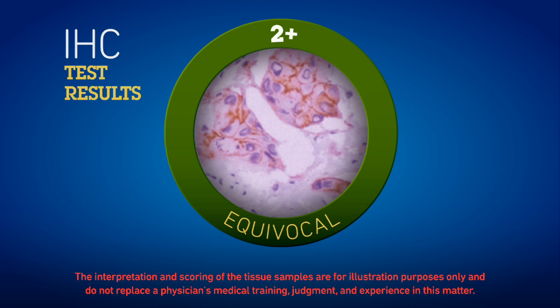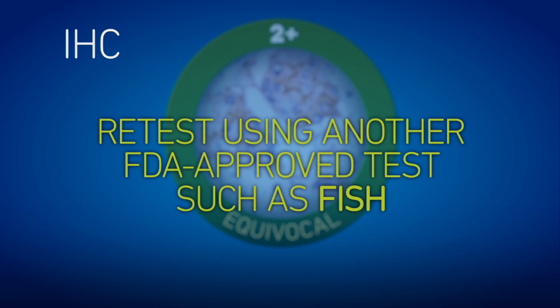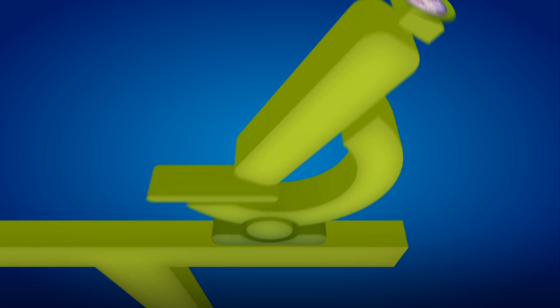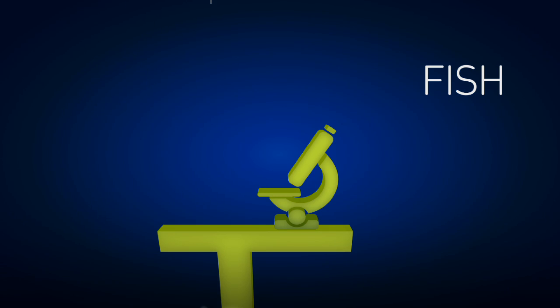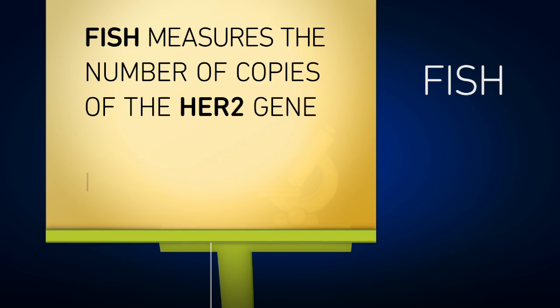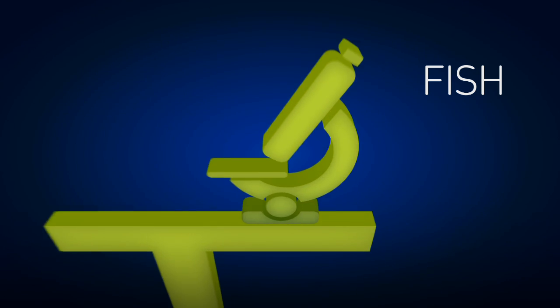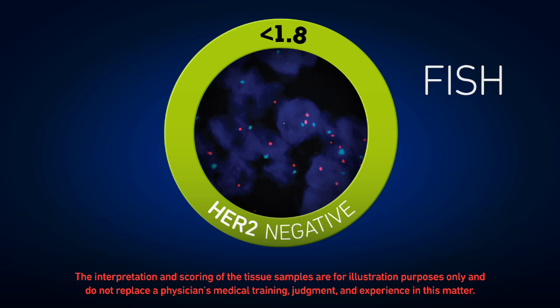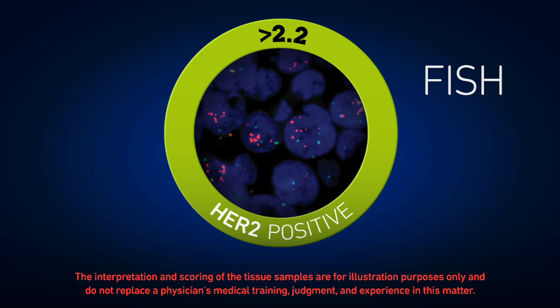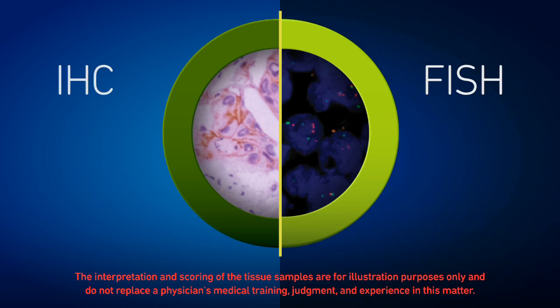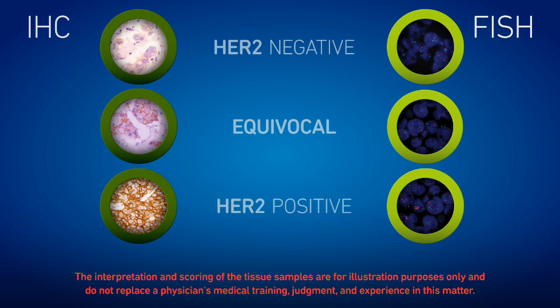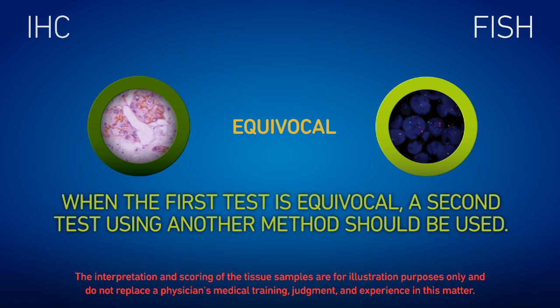Specimens that are scored IHC 2+ are considered equivocal and, according to the ASCO-CAP guidelines, should be retested using another FDA-approved test. Another FDA-approved test is FISH. FISH measures the number of copies of the HER2 gene in the nucleus. The pathologist will count the number of genes in the nucleus of a set number of cells to determine the HER2 status. FISH tests are scored as a negative ratio, equivocal, or positive. IHC and FISH are both appropriate testing methods, but when the first test is equivocal, a second test using another method should be used.